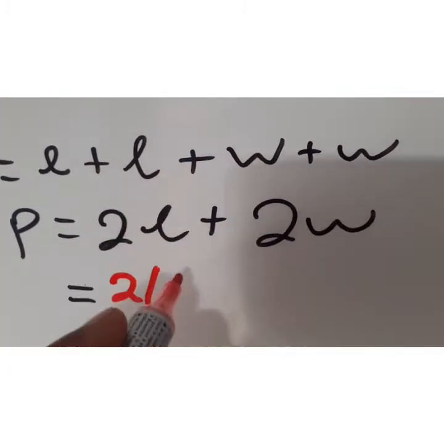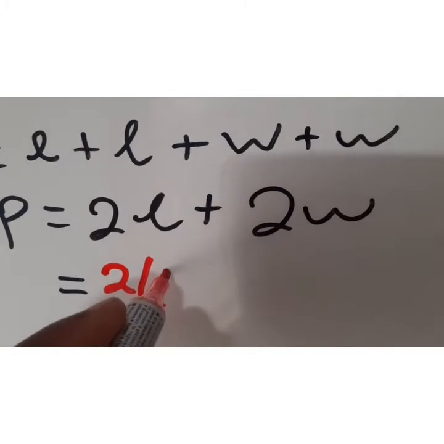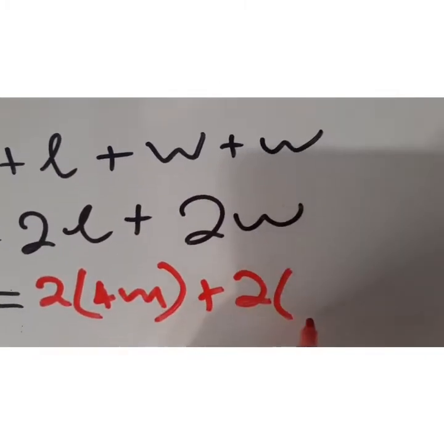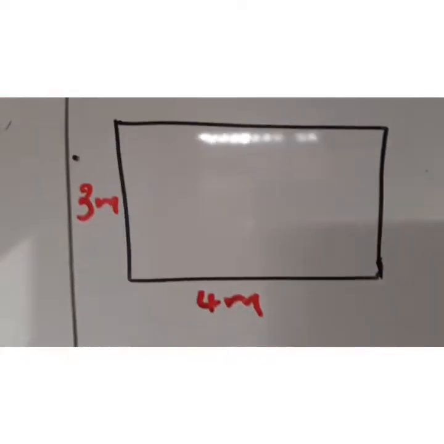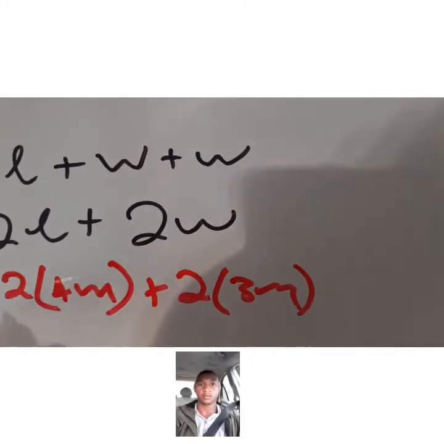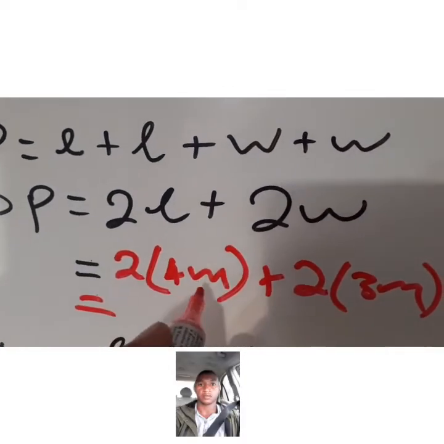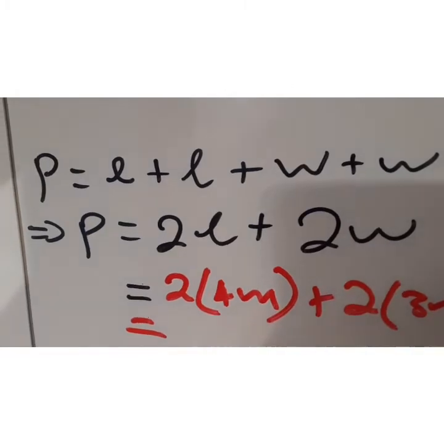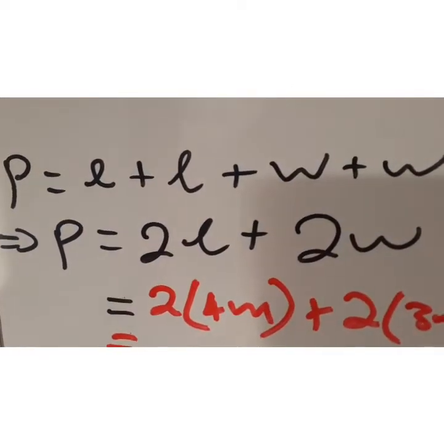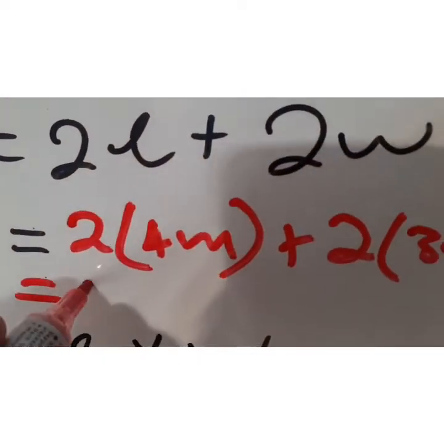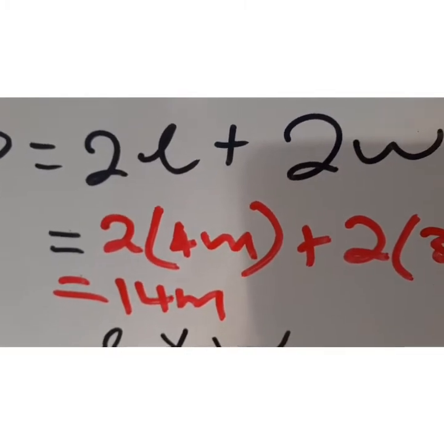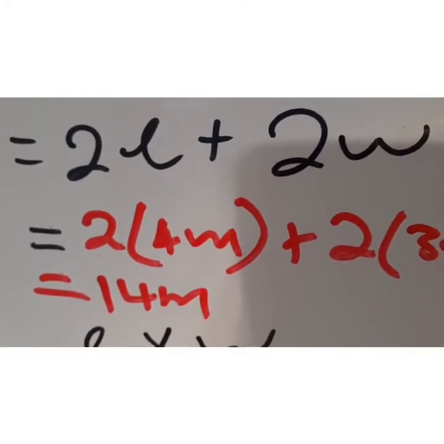Okay, so you actually go and substitute. This would be 2 times your L there, which is your 4 meters, plus your 2 times your width there, which is 3 meters. Therefore, your final answer will be 2 times 4, which is 8, plus 2 times 3, which is 6, giving 14 meters. You remember the unit would be singular, which means to the power 1.